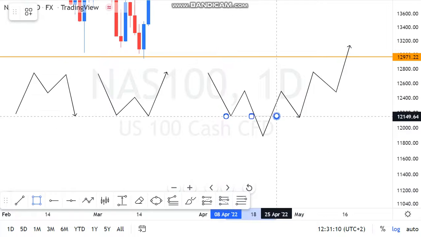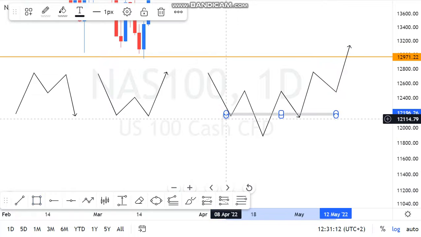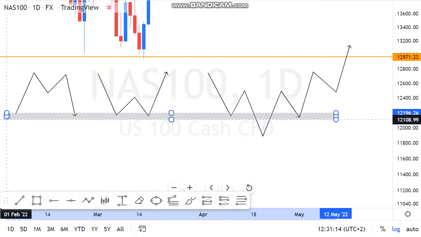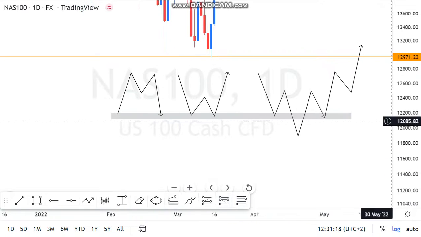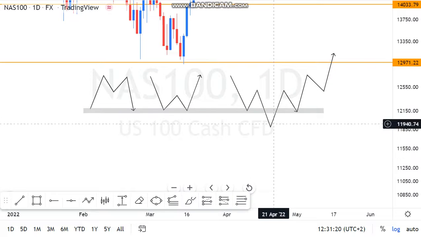This will be our key resistance reversal points, like these ones. So if you see markets doing that, you must know this is bullish. So this is called an inverse head and shoulder.